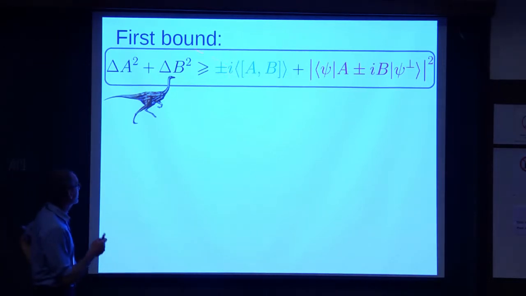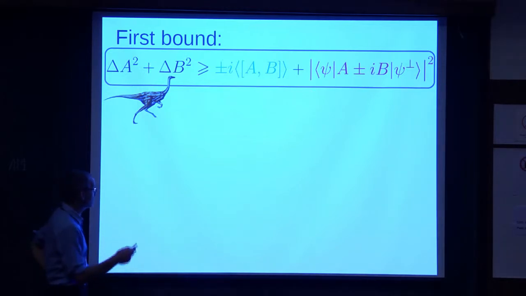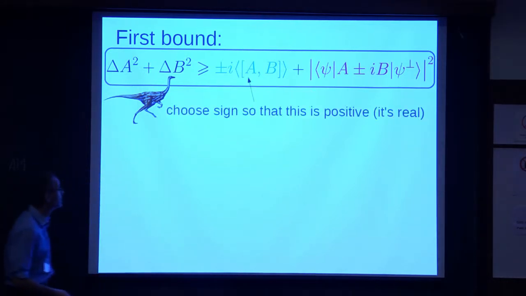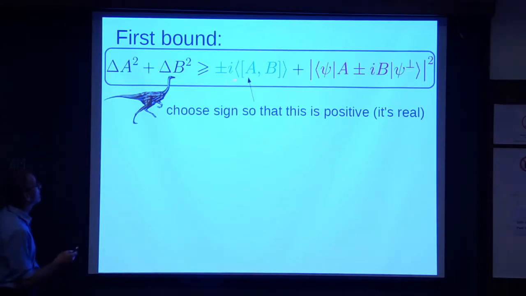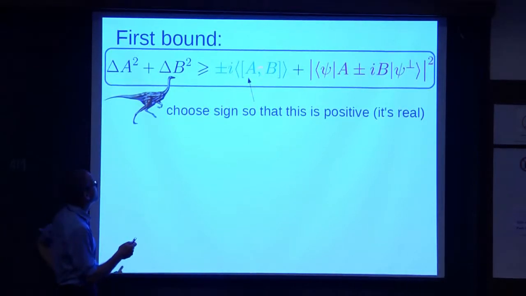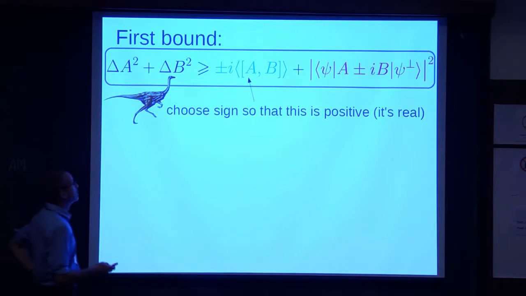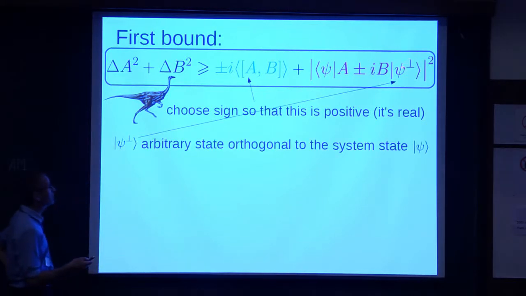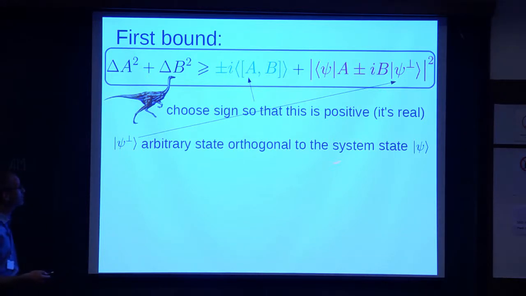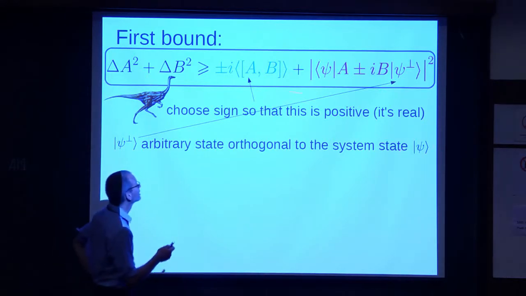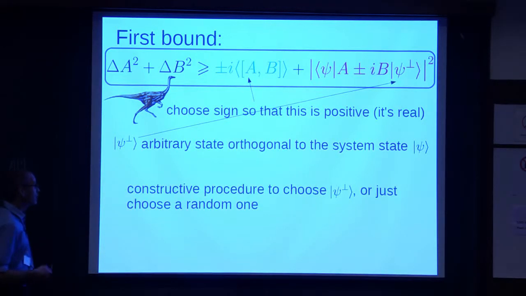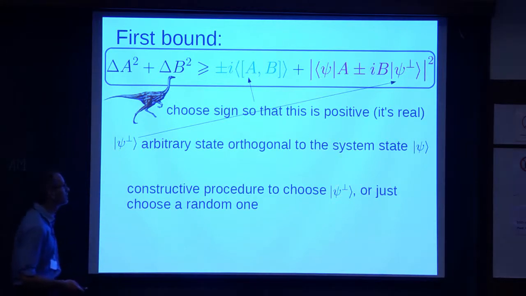Well, the sum of the variances is greater or equal than this term here. This is our expression for L, where, of course, we choose the sign, this plus or minus, so that this expectation value of the commutator is positive. Of course, it's real if you multiply by i, and then you choose this sign in such a way that this is positive. Okay, and then this psi perpendicular is just an arbitrary state which is orthogonal to the system state psi. Okay? And in our paper, we give a constructive procedure to choose psi orthogonal, or just choose any random one you want.